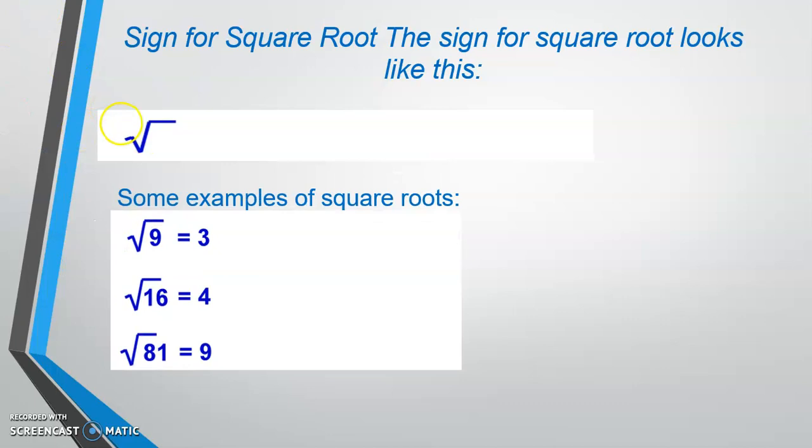For example, what is the square root of 9? Like we said earlier, 3, right? What is the square root of 16? 4. Meaning, what number can I multiply by itself to give me 16? The number is 4. What number can I multiply by itself to give me 81? The number is 9.